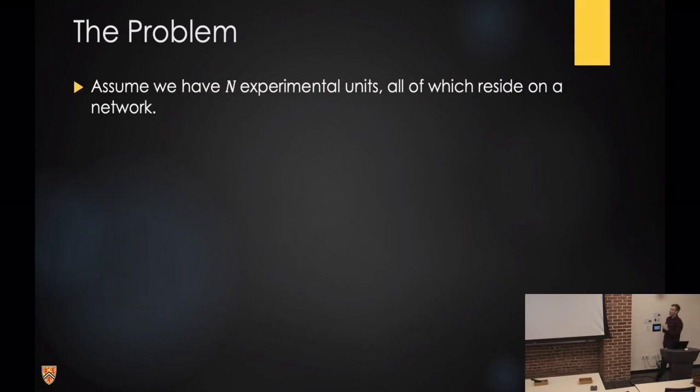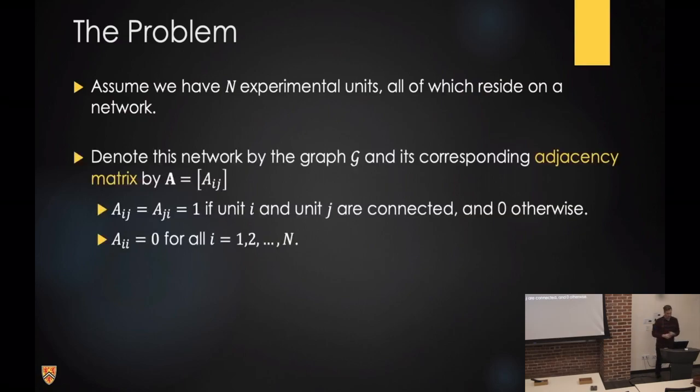Okay, so the problem. Let's put some math down, to make sure we're all understanding the notation we're about to use. We're going to imagine capital N is the total number of experimental units that we are experimenting with, and we're imagining now that they exist in the context of some network.